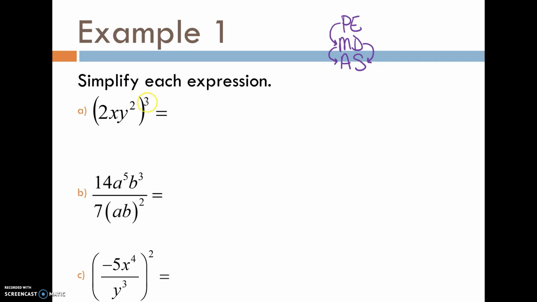So here I see parentheses. We need to apply this exponent of 3 to everything inside the parentheses. So 2 to the third, x to the third, y to the, it's parentheses, so we need to multiply the exponents. 2 times 3 is 6. And then finish your problem by evaluating any numbers that are raised to exponents. 2 to the third is 8, so our final answer is 8x to the third, y to the 6th.